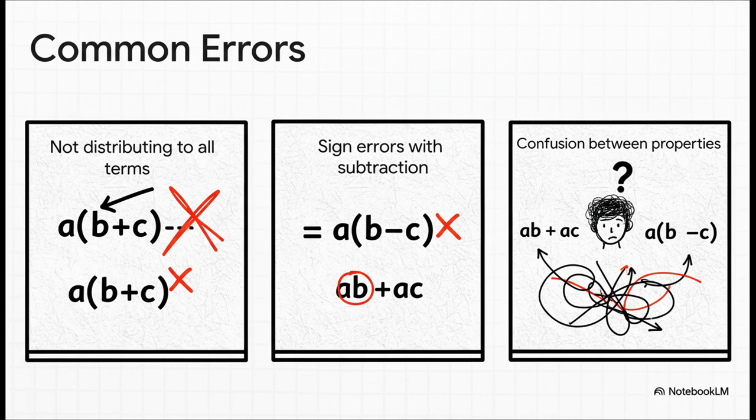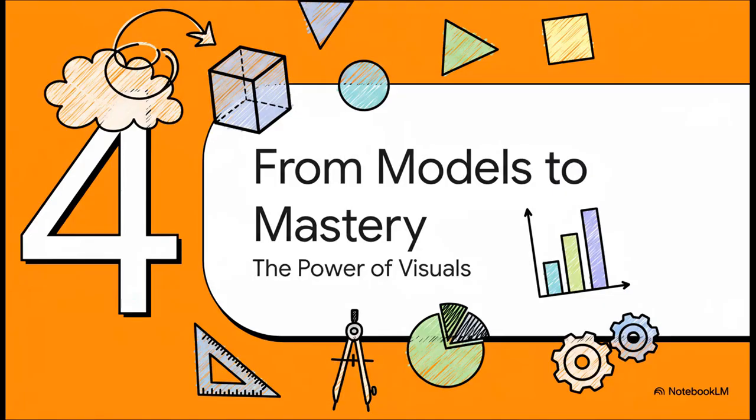And the thing is, the mistakes they're making are so predictable. The biggest one, by far, they don't distribute to every term inside the parentheses. They'll multiply the first number and then just leave the second one hanging. Sign errors are another huge one, especially when you throw subtraction in there. It's a classic trap. Okay, so we've diagnosed the problem, we've seen the symptoms, so what's the cure?